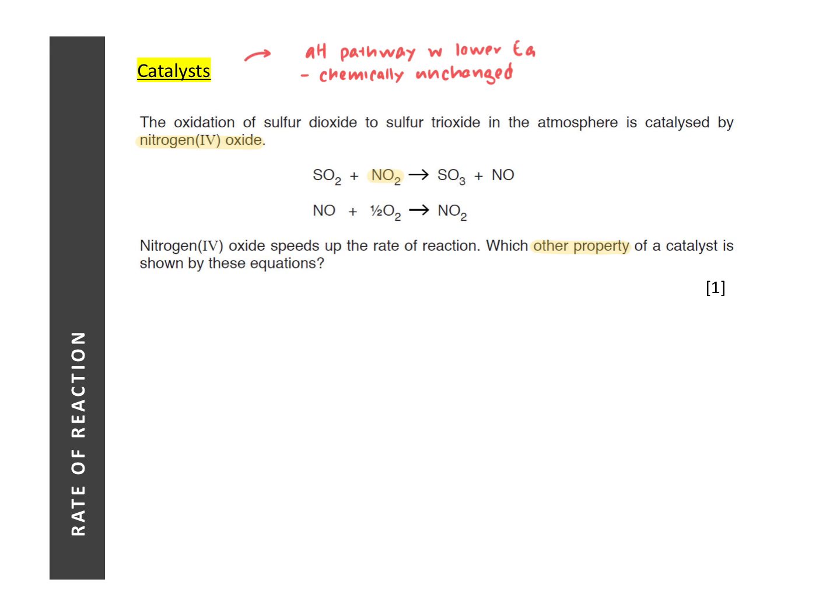A catalyst can take part in the reaction, but how does it stay chemically unchanged? It will be regenerated in a later step. Okay, so for catalysts, how do they stay chemically unchanged if they are taking part in a reaction? They will be regenerated at the end of the reaction. So the property that we're looking at is that nitrogen dioxide, being a catalyst, is chemically unchanged at the end of the reaction.